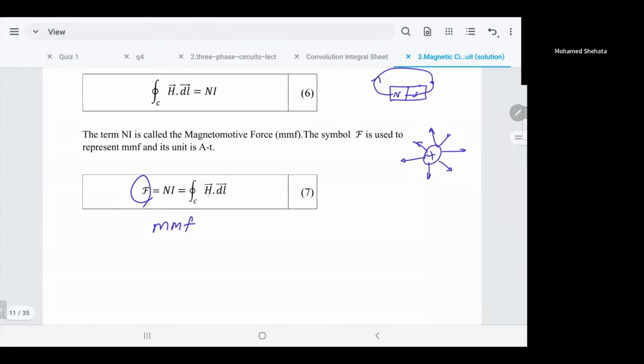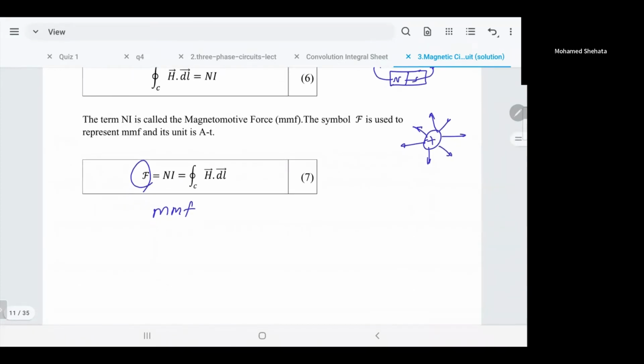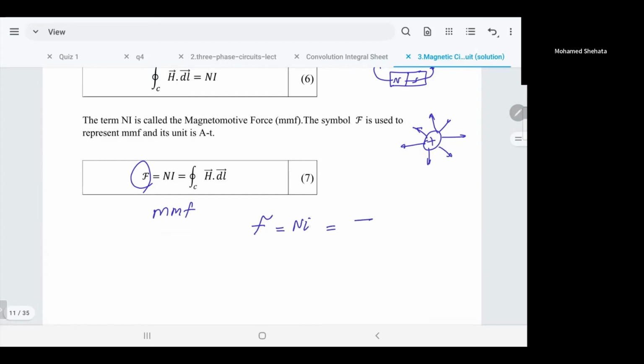That will be equal to sigma HL. So you can say that F, the magnetomotive force, is equal to N times I, and it's equal to sigma HL. So you can say it equals H1 L1 plus H2 L2, and so on.